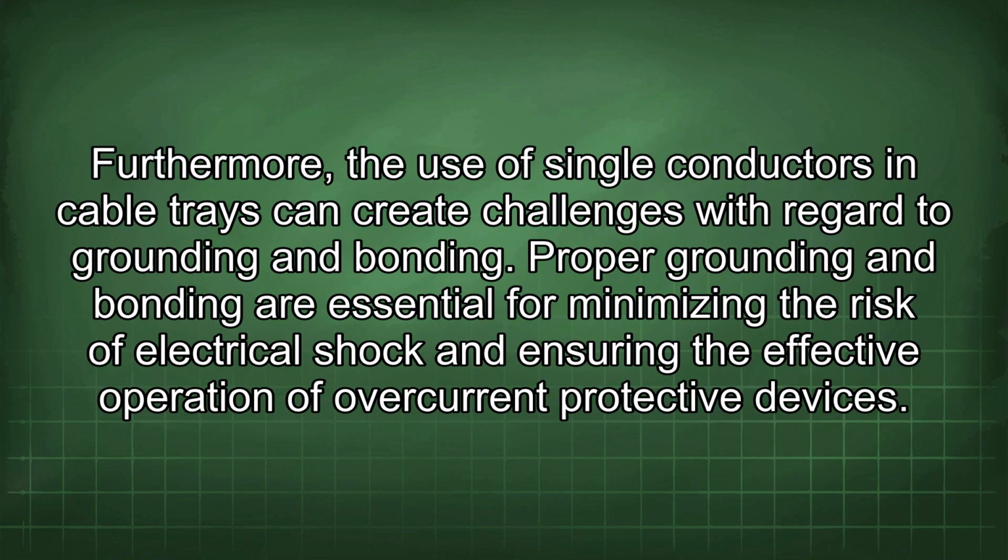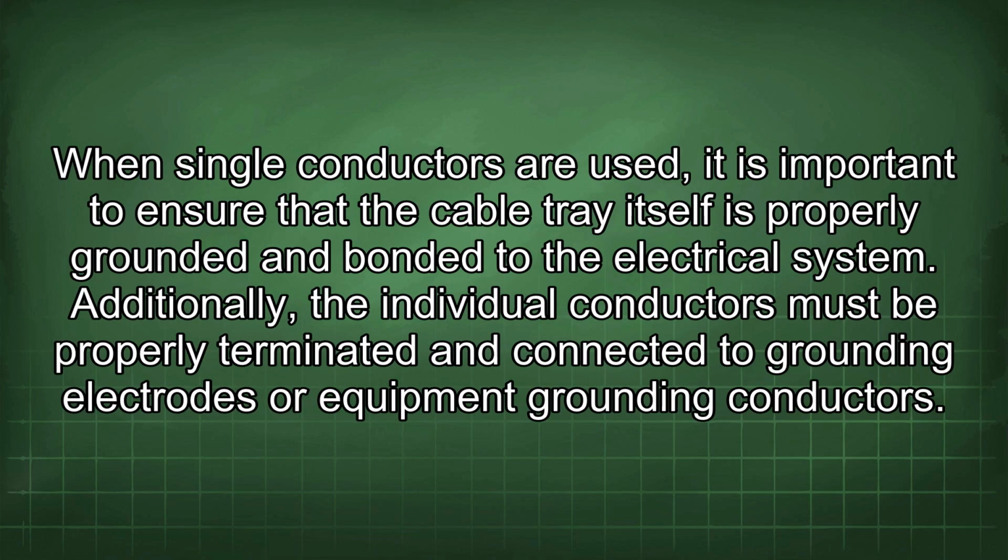Furthermore, the use of single conductors in cable trays can create challenges with regard to grounding and bonding. Proper grounding and bonding are essential for minimizing the risk of electrical shock and ensuring the effective operation of overcurrent protective devices. When single conductors are used, it is important to ensure that the cable tray itself is properly grounded and bonded to the electrical system. Additionally, the individual conductors must be properly terminated and connected to grounding electrodes or equipment grounding conductors.